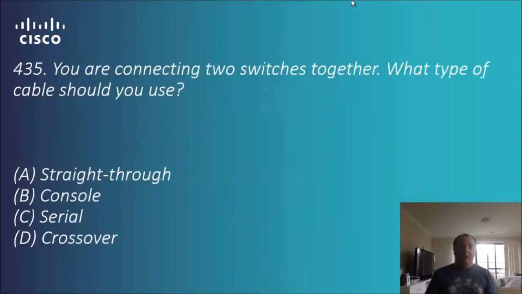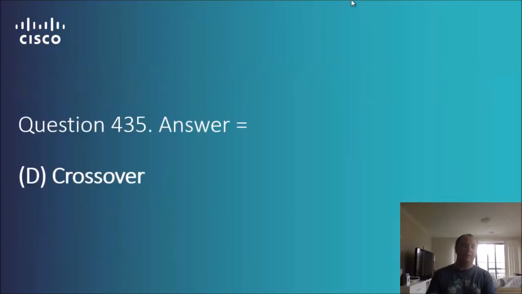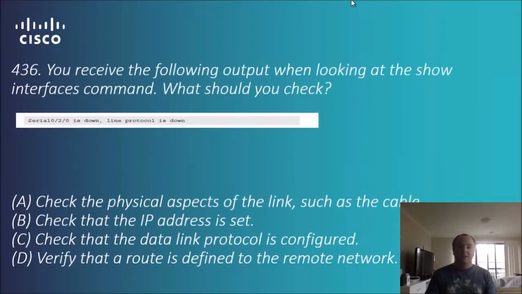Alrighty, 435, you're connecting two switches together. What type of cable should you use? We've got straight through, console, serial, crossover. If the devices are different, straight through. If they're the same, you use crossover. So the answer there is D.